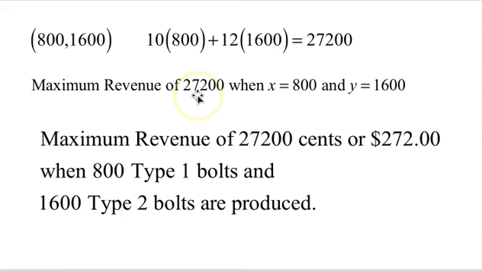So what does that tell us? Well, our maximum revenue of 27,200 occurs when x is 800 and y is 1,600. But you should always refer back to the original context of the problem. X represents the number of type 1 bolts. Y represents the number of type 2 bolts. So our conclusion should be in words, and it's going to state, we have a maximum revenue of 27,200 cents, or preferred, $272, when 800 type 1 bolts are produced, and 1,600 type 2 bolts are produced. And that will conclude this challenging lesson.